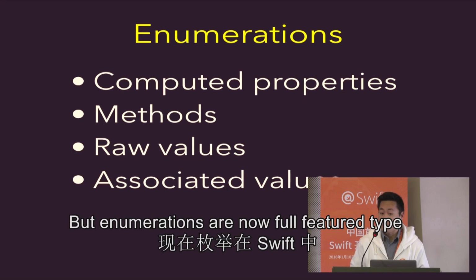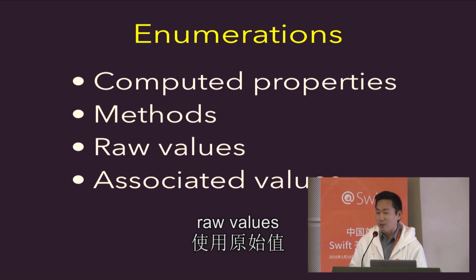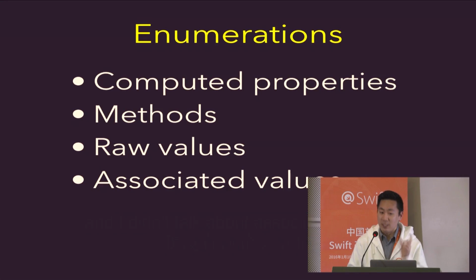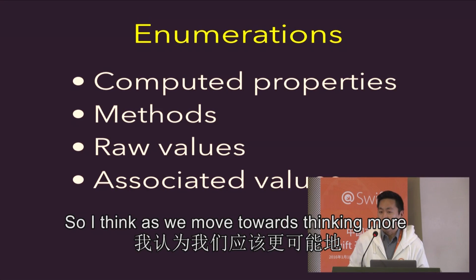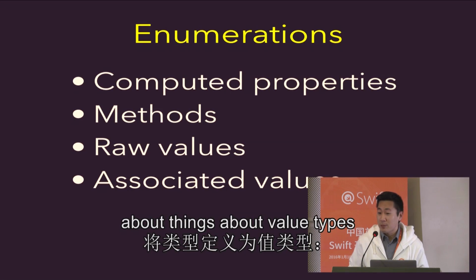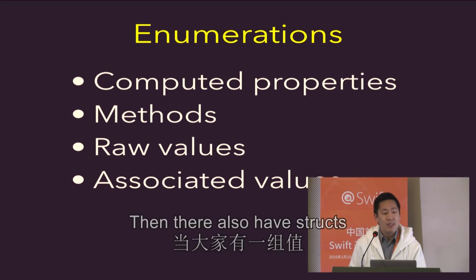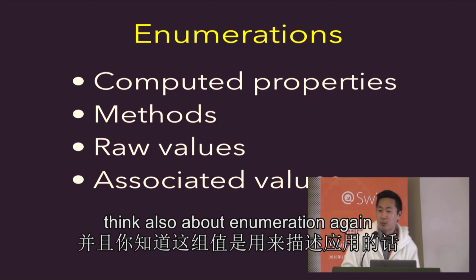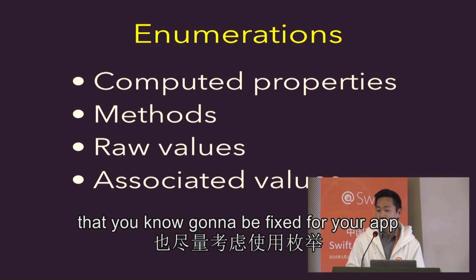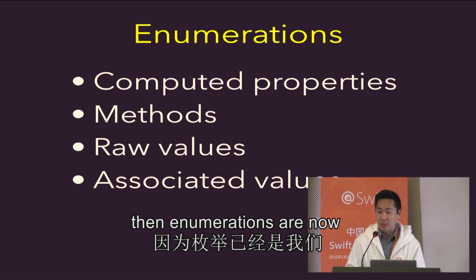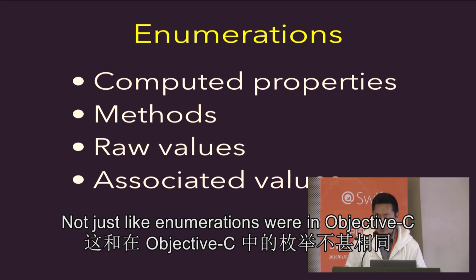But enumerations are now a full feature type in Swift, so that means you've got computed properties, we have methods, raw values, and I didn't talk about associated values, but each case can also have its own associated value. So I think as we move towards thinking more about things as value types, structs and enumerations, rather than everything being a class, as we used to do in Objective-C, then aside from structs, think also about enumerations. Again, when you have a set of values that you know is going to be fixed for your app, then enumerations are now a really good, powerful type that we have, not just like enumerations were in Objective-C.